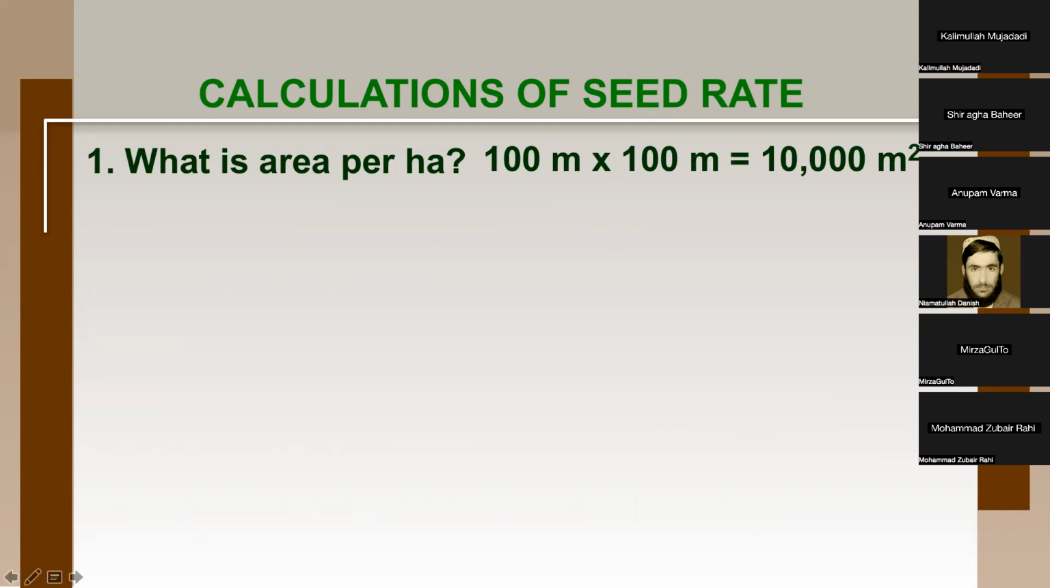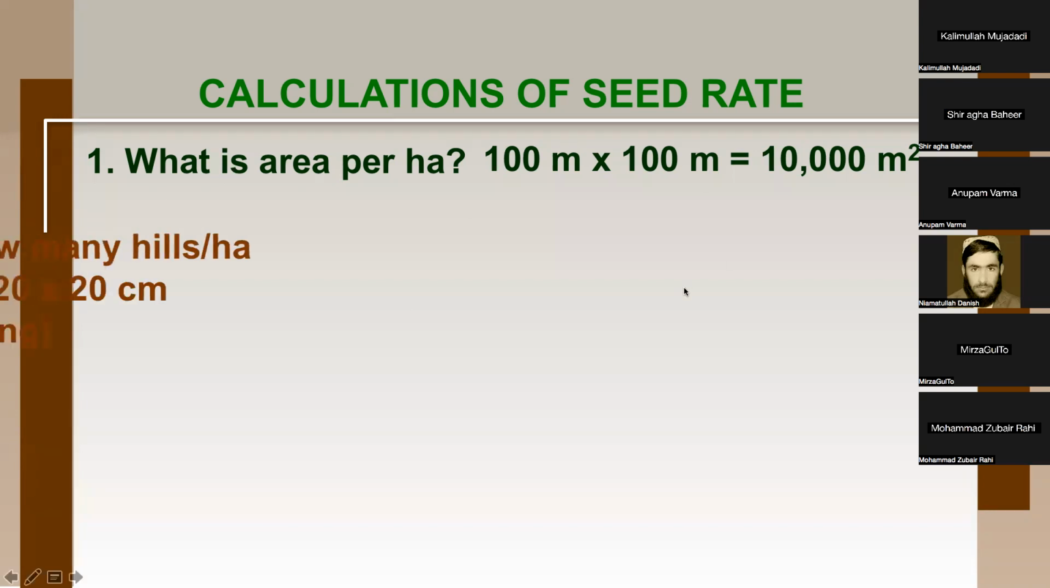Yes, sir. So now, friends, you see the area per hectare, how much area is required. Suppose you are going to transplant rice seedlings in 1 hectare area. So you can see the area per hectare. This is 10,000 meter square. Suppose this is your field where you want to transplant your rice. That is 1 hectare, which is equivalent to 100 meter by 100 meter. That means 10,000 meter square.